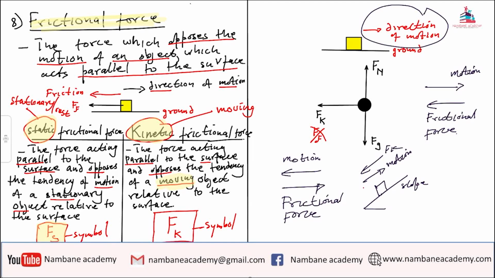We are going to use Fs. Everything must be capital letters. Fs, S small letter, S for static, so static frictional force, and Fk, kinetic frictional force. So hence I'm saying when we draw our free body diagram, when we identify the forces acting on an object, ladies and gentlemen, it is critical and important to use the correct labels.